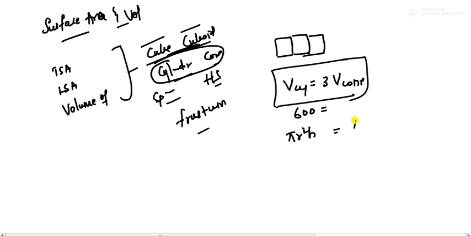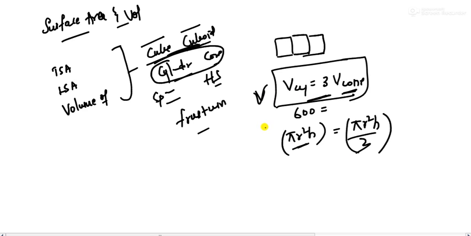You might have seen this formula. Volume of cylinder is pi r square h, and this is pi r square h by 3. It means what? Cone is always 1/3 of cylinder. It is in volume, I'm telling. So based on this you may expect a question.